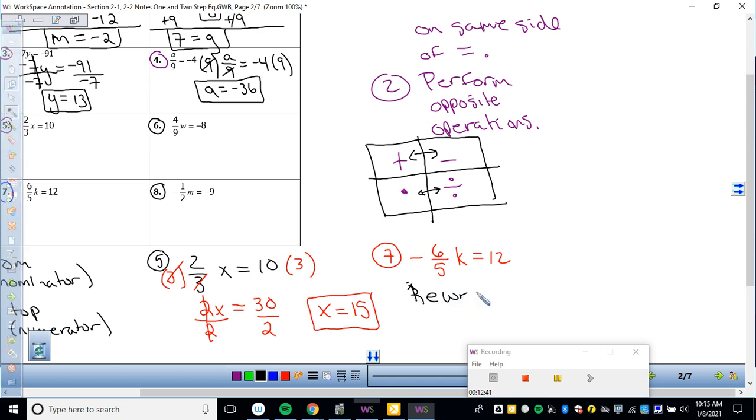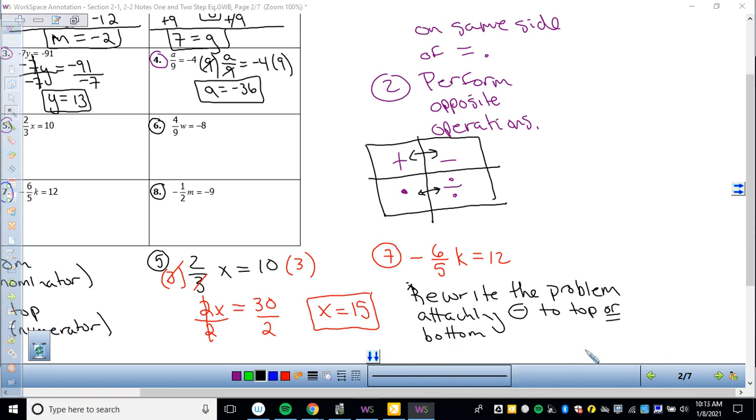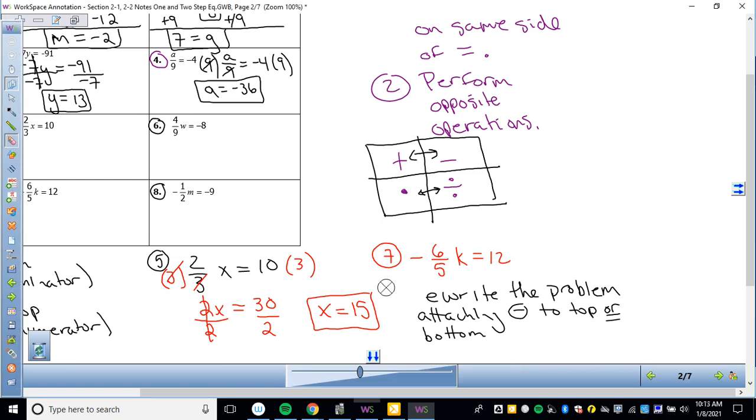Rewrite the problem, attaching the negative to the top or the bottom, but not both. All right, so when you've got a negative out in front, rewrite that problem with that negative either attached to the top or the bottom.